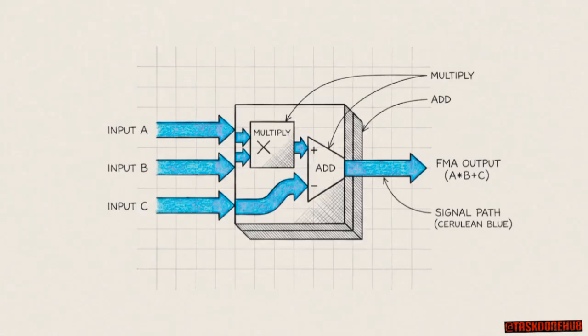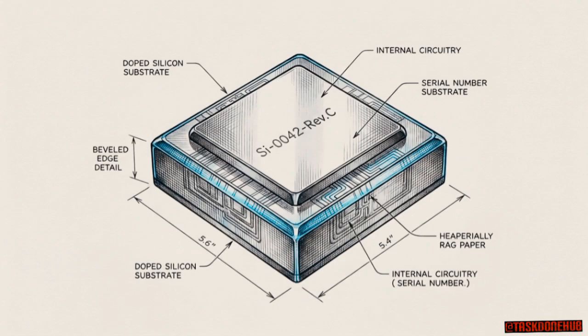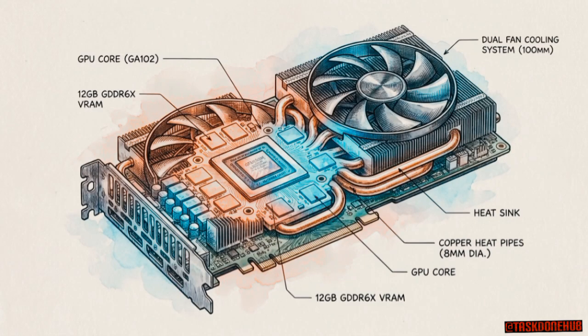From the stripped-down FMA logic gate through the SIMT thread schedulers, across the ternary memory bus, and down to the defect-binned die, the modern GPU is the physical embodiment of parallel algorithms carved directly into hardware.